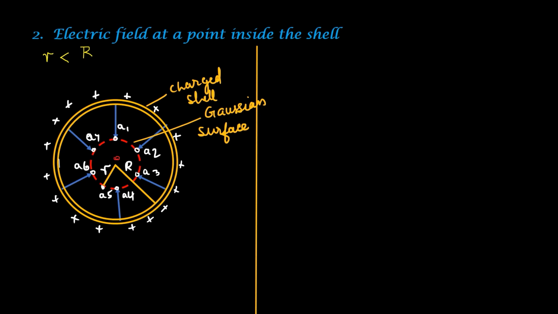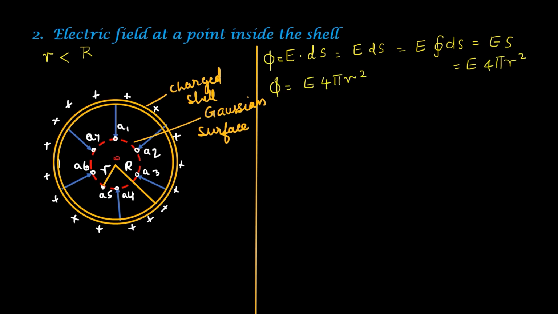Applying Coulomb's law, electric flux for each area element will be equal to E ds. For the whole surface we have to integrate all the area elements in the surface. Integrating, we get E integral of ds equal to E s. When we consider this whole spherical area, not circular, spherical area, then it becomes equal to E 4 pi small r square as per Coulomb's law.